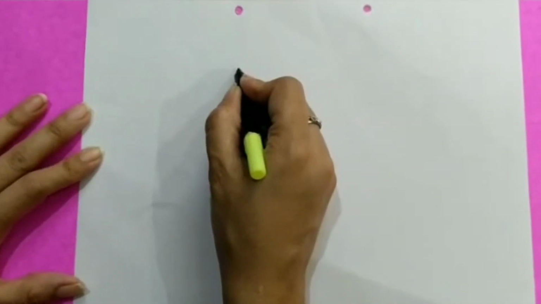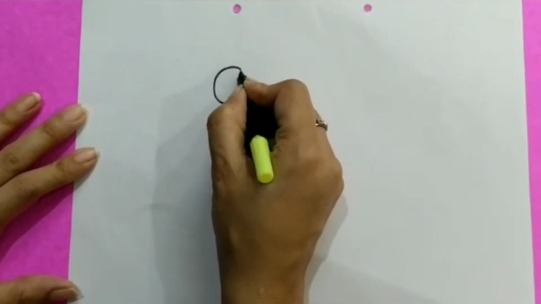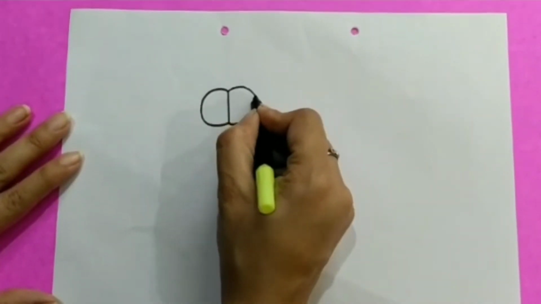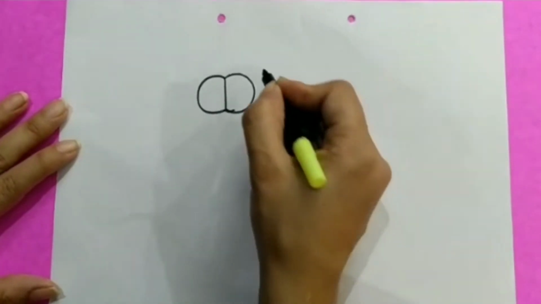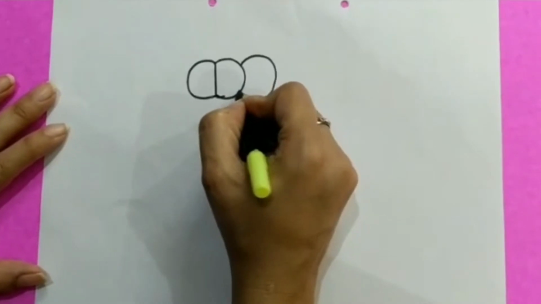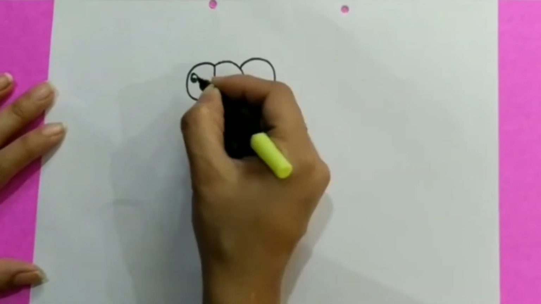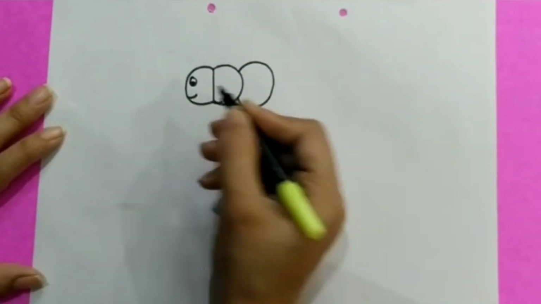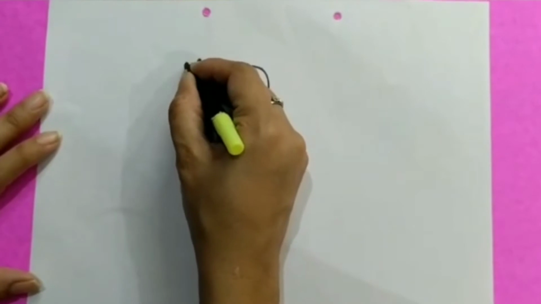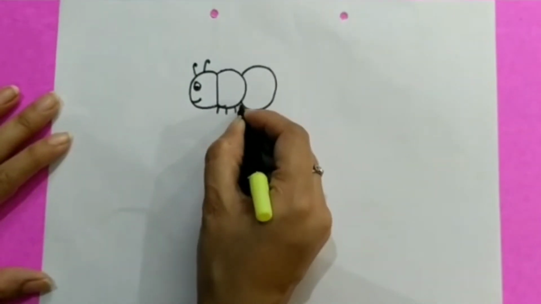First, write letter A. Lowercase a. Now, make a curve like this. And one more curve like this. And we will make eyes, lips, its antennas, and its legs.